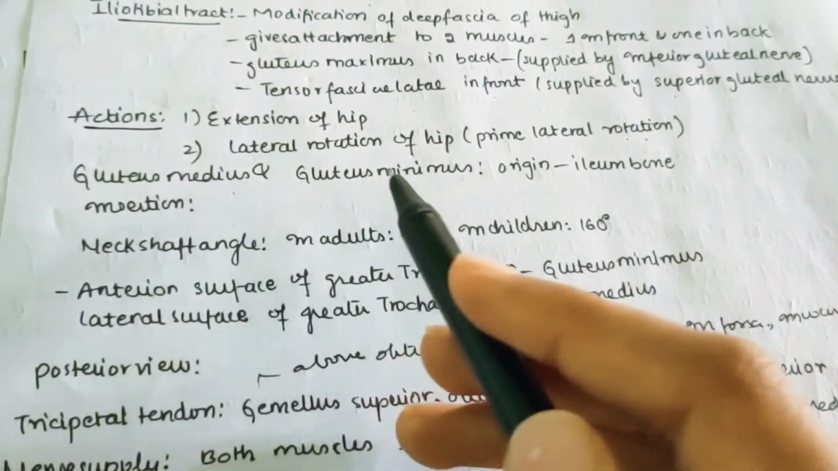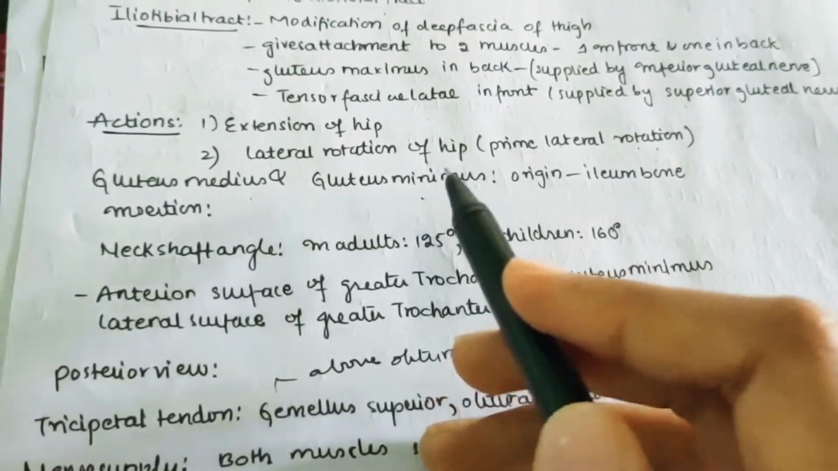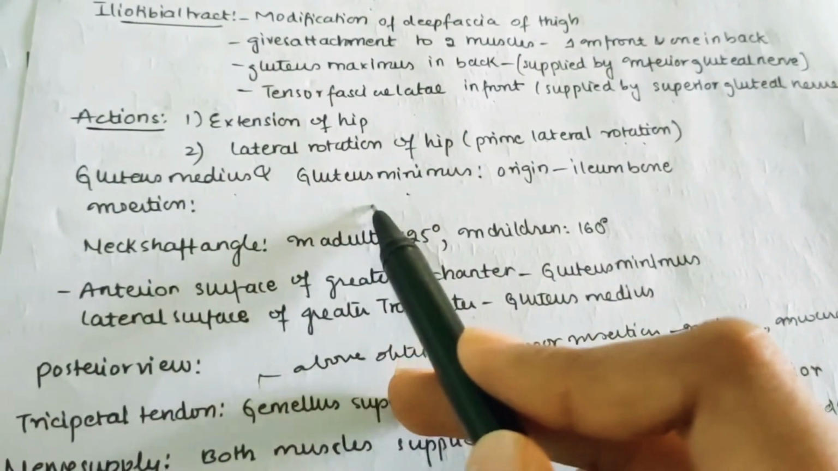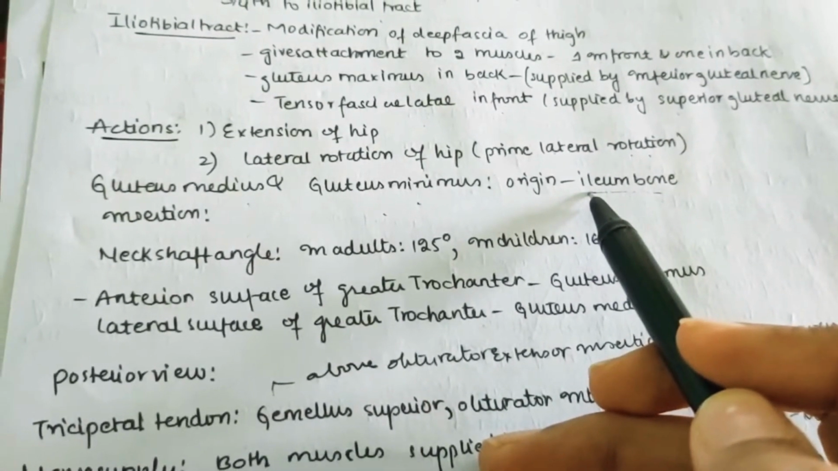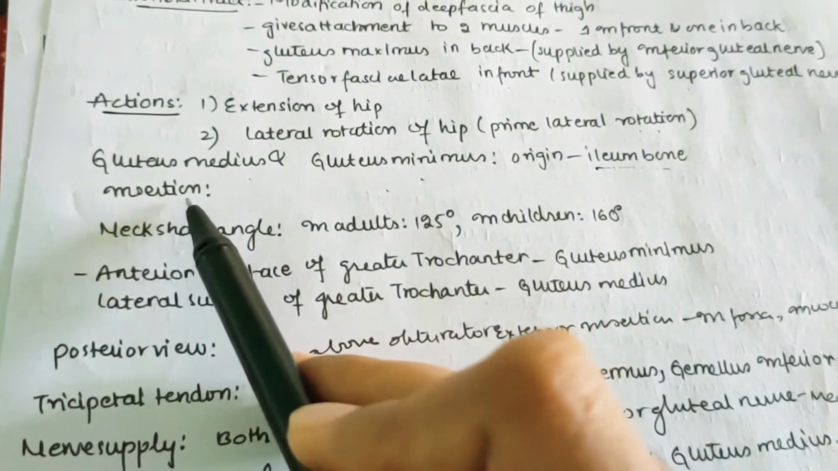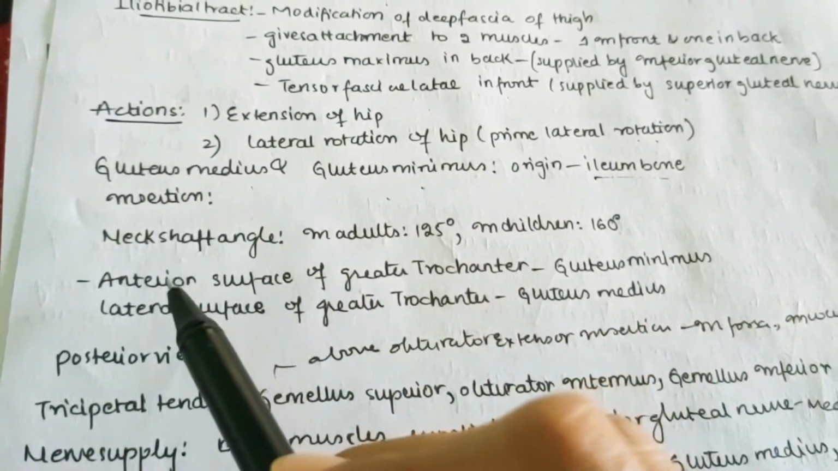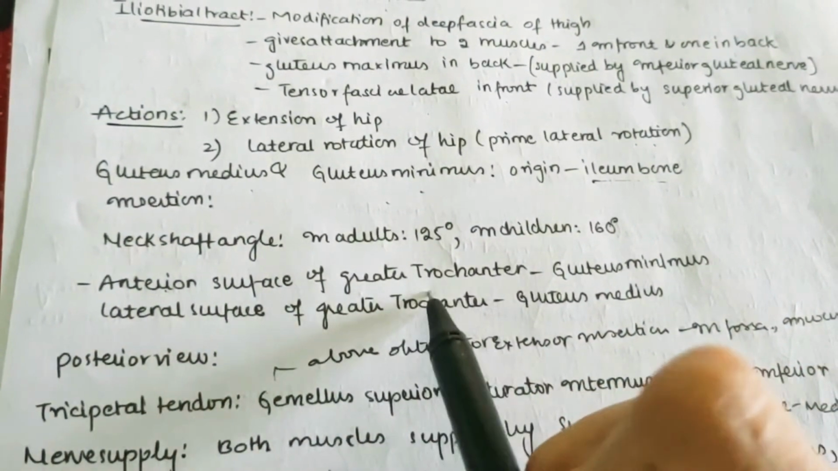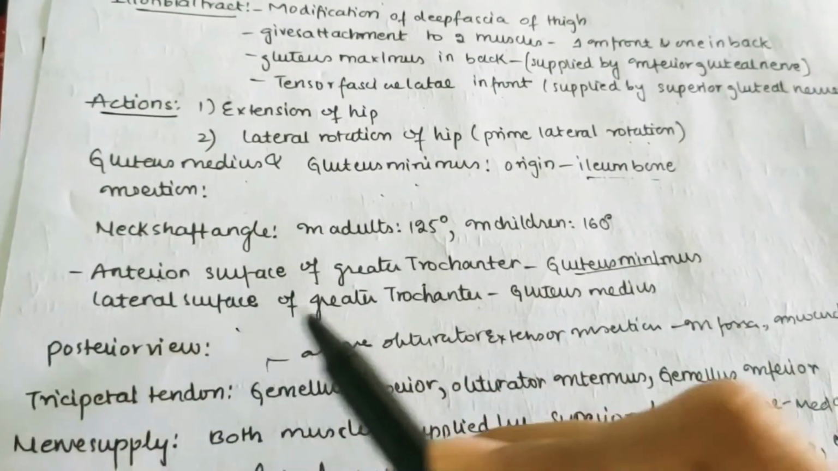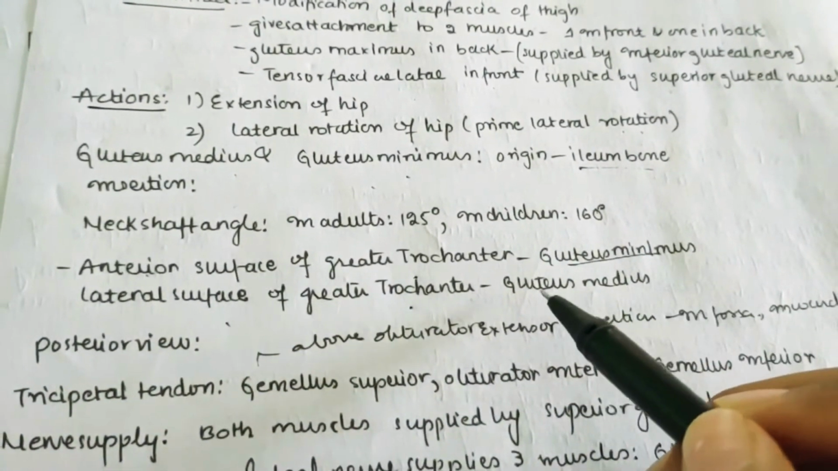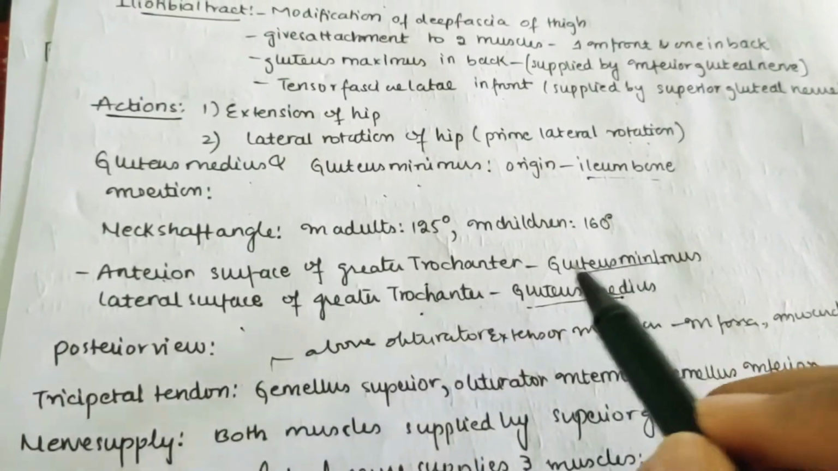Now we will discuss gluteus medius and gluteus minimus, okay? These gluteus medius and gluteus minimus get their origin from the ilium bone, same like the gluteus maximus, okay? So where do they get insertion? The anterior surface of the greater trochanter gives insertion to gluteus minimus, and the lateral surface of the greater trochanter gives insertion to gluteus medius.